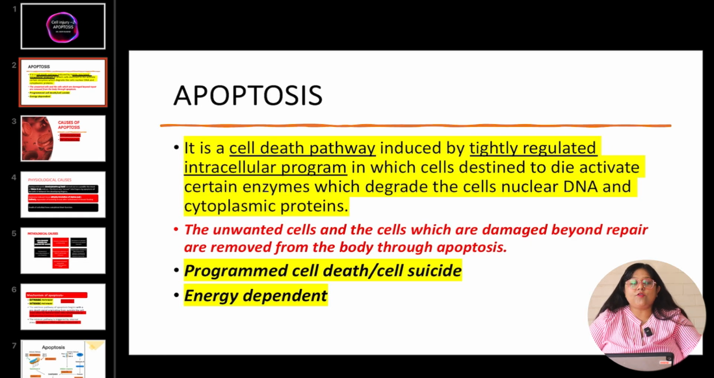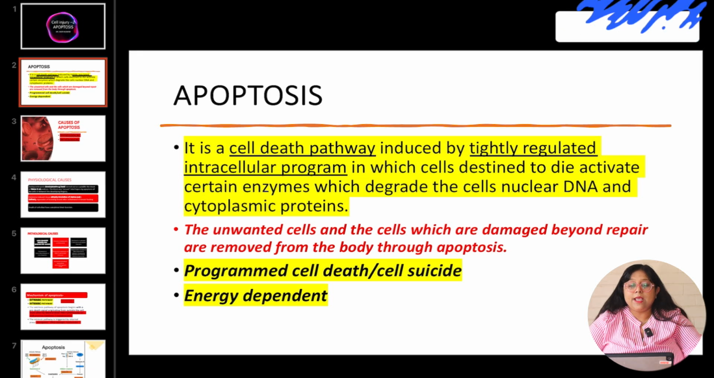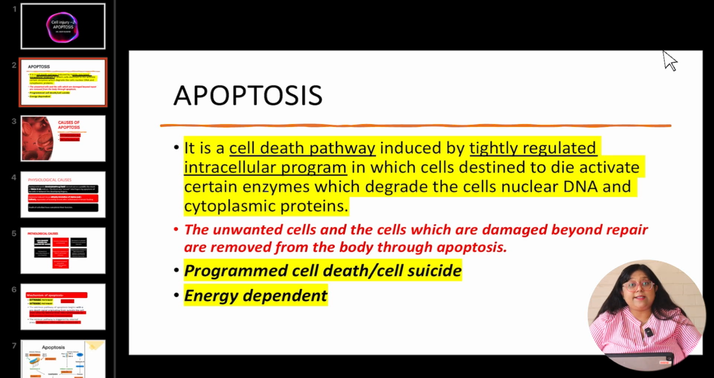Going to the definition of apoptosis, apoptosis is a cell death pathway which is induced by a tightly regulated intracellular program in which cells which are destined to die activate certain enzymes which degrade the cell's nuclear DNA and cytoplasmic proteins. So understand this. You don't have to mug up the definition.